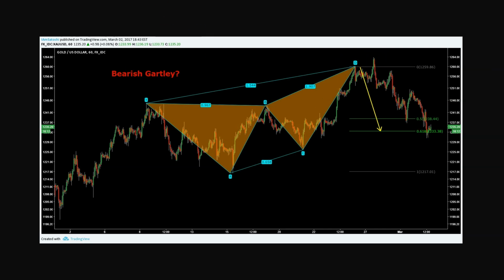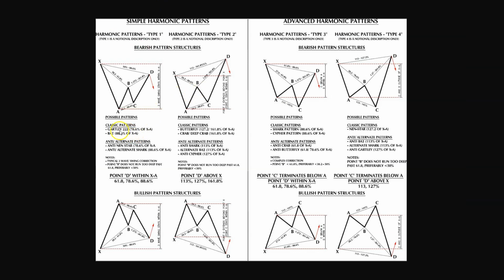And if we look at, I don't even know if I have a Gartley, something like bearish Gartley. See, I don't know the names very well. I just look at the pictures.